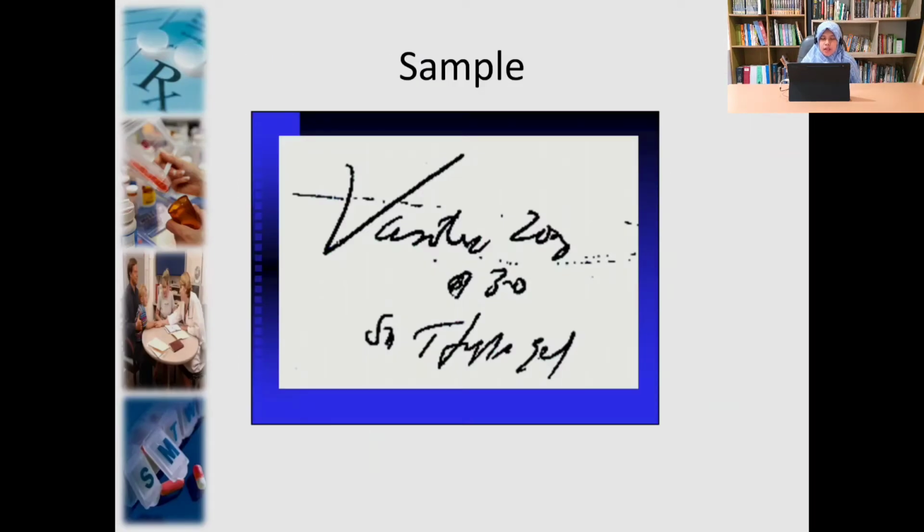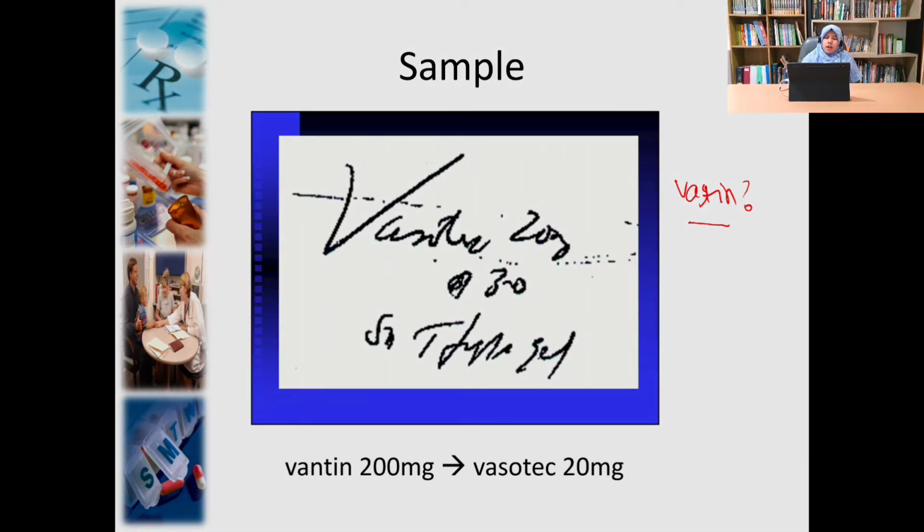Okay, this is a sample. Can you read what kind of drug is written in this prescription? I read Fastin. Anyone? Maybe you have an idea about the exact name of the medication: it is Vasotec. I see Fantin, but the doctor intended to use Vasotec for the patient. So this is dangerous if the prescription is not clear or unreadable.